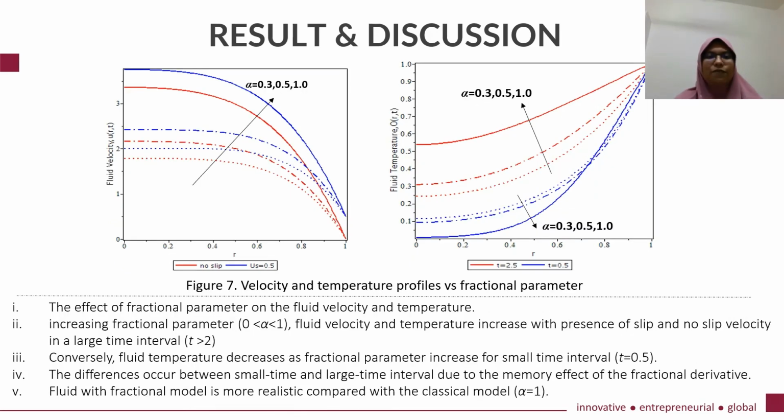Next is figure 7. It shows the effects of the fractional parameter on the fluid velocity and temperature. By increasing the fractional parameter, fluid velocity and temperature increase with the presence of slip and no-slip effects at the boundary in a large time interval. Conversely, fluid temperature decreases as the fractional parameter increases for a small time interval. The differences between small and large time intervals occur due to the memory effect of the fractional derivative. Obviously, it can be seen here that the fluid with the fractional model is more realistic compared with the classical model.